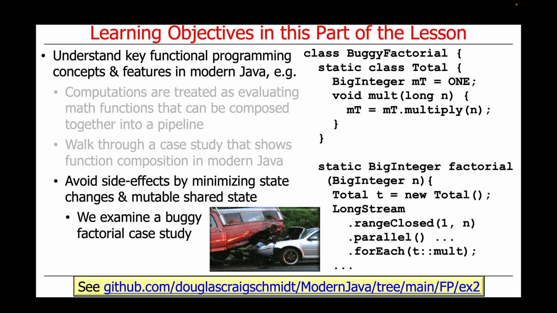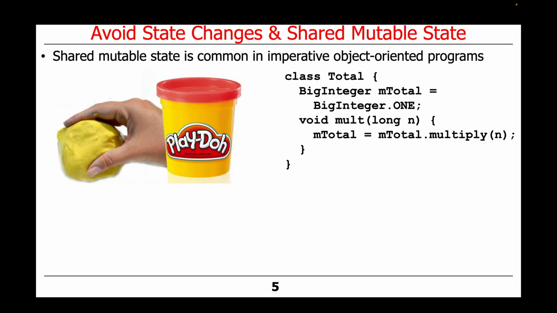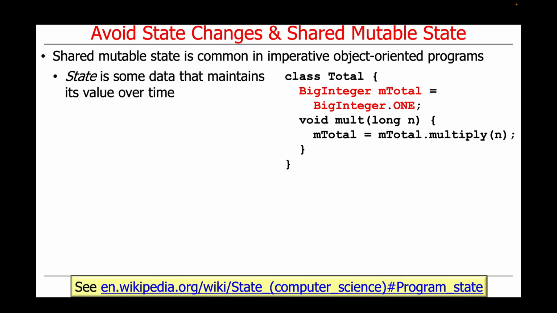And you can find this particular example in the EX2 project in my FP folder in my modern Java GitHub repository. Shared mutable state is actually quite common in imperative object-oriented programs. State is data that maintains its value over time. For example, here's a class called Total that contains a field called mTotal of type BigInteger, which is an arbitrary precision integer, and it's going to maintain its state over some time, starting with the initial value of 1.